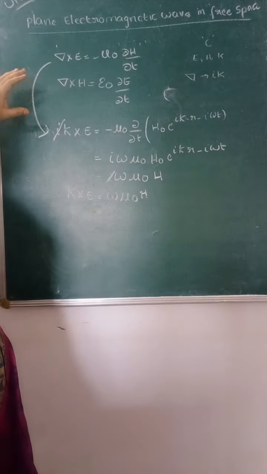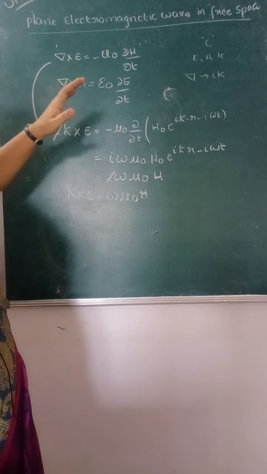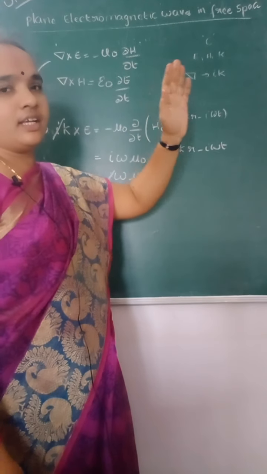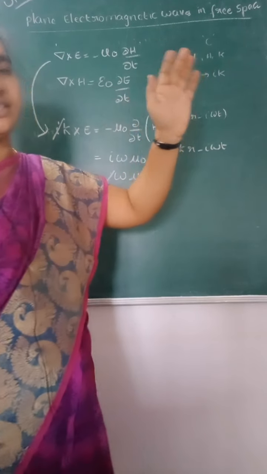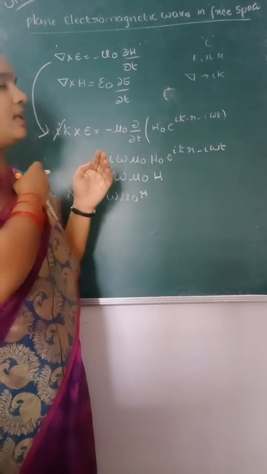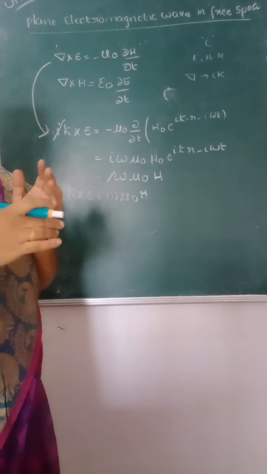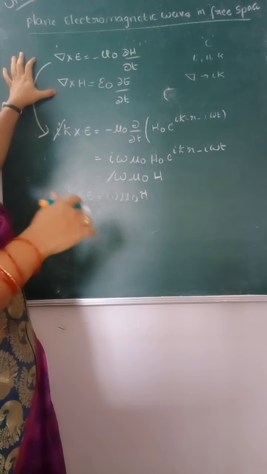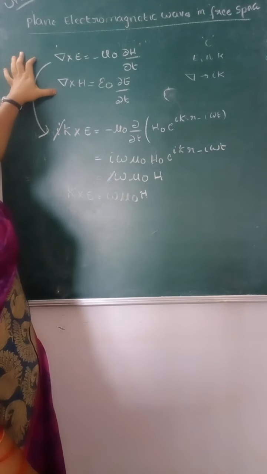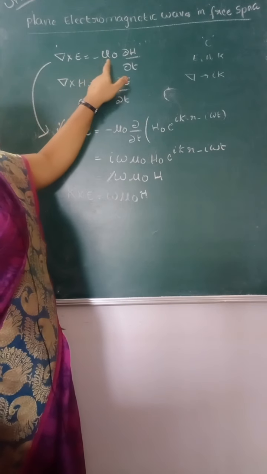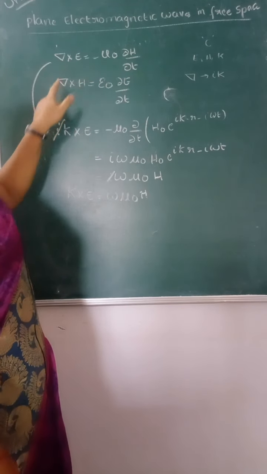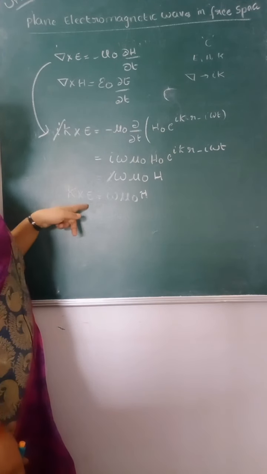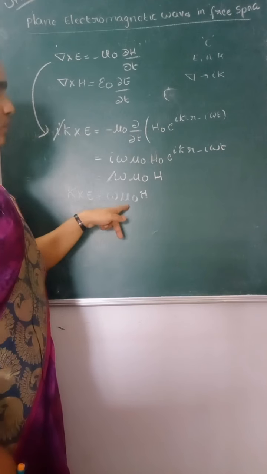So by substituting del with ik, we find that K dot E is equal to 0, K dot H is equal to 0. From that, the vectors K, E, H are mutually perpendicular. And next, take the next two Maxwell's equations, that is del cross E is equal to minus mu naught dou H by dou t. So if we substitute ik in place of del, then we get K cross E is equal to omega mu naught H.